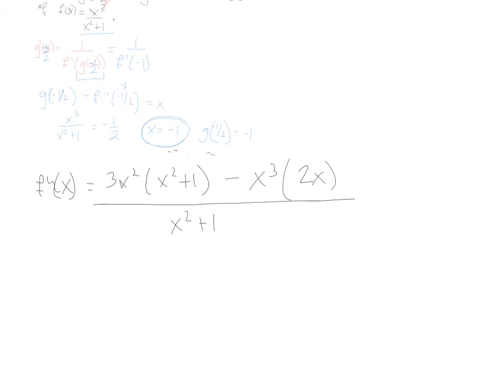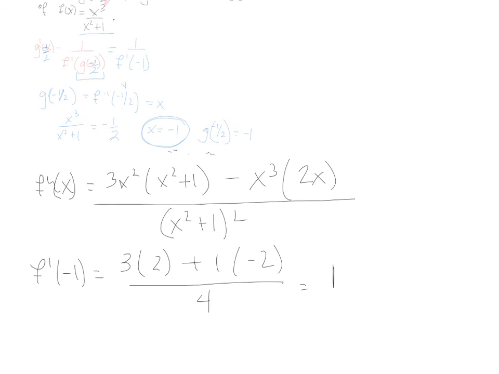all over x squared plus 1 squared. So now f prime of negative 1 is going to be 3, and negative 1 squared is 1, and 1 plus 1 is 2. And then negative 1 cubed is negative 1, so I'm going to call it plus 1. And then 2 times negative 1 is negative 2. And then I have 1 plus 1. If I put the negative 1 in, it'll become 1. 1 plus 1 is 2. 2 squared is 4. So I'm ending up with 6 minus 2 is 4, over 4 is 1.